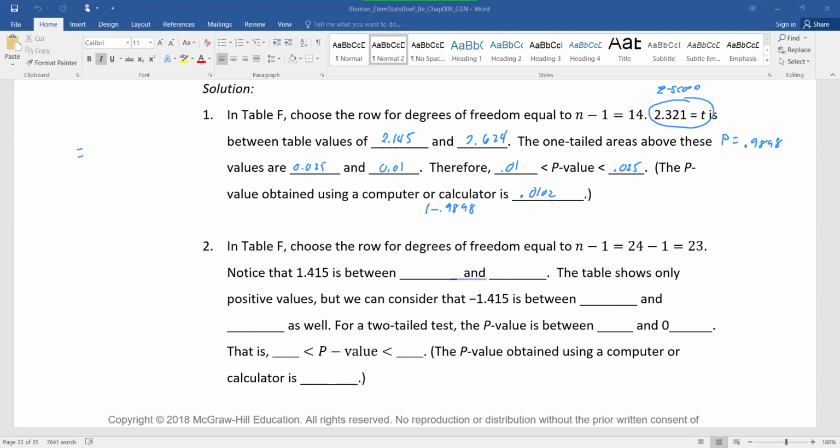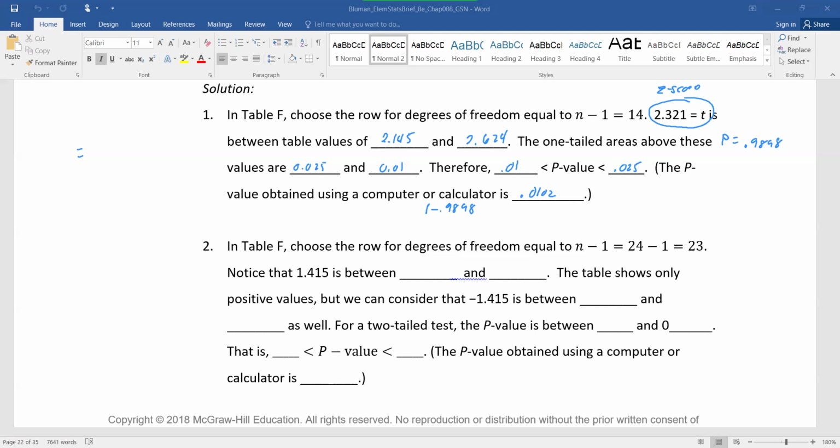So questions on that. So this information was given to us. We're just kind of comparing it. Charlie, you got questions? Cool. All right. So in the second example, it says table F, choose the row of degree of freedom. This time it was told to us that we had 24. So the degree of freedom would be 23, which it states there.